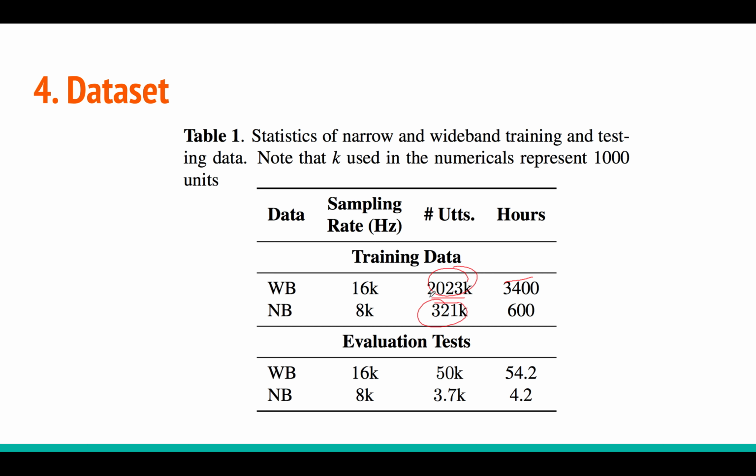These are the number of utterances. And for narrowband, they have very little data. Basically, the wideband is very big compared to narrowband. And for evaluation, they have 54 hours of data, 4 hours of testing data, and these are the utterances.